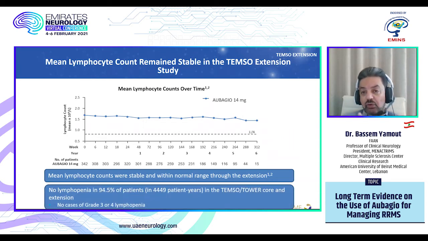Even with the long-term follow-up with Aubagio, and we're talking about almost 4,500 patient years, there were no cases of grade 3 or grade 4 lymphopenia, and 94% of the patients actually did not have any lymphopenia. So as I mentioned before, it's an immunomodulator, not an immunosuppressant, and lymphopenia is not really an issue with the medication.